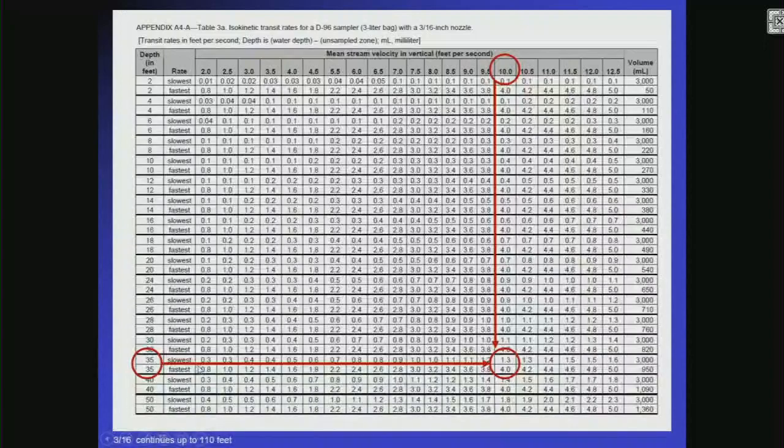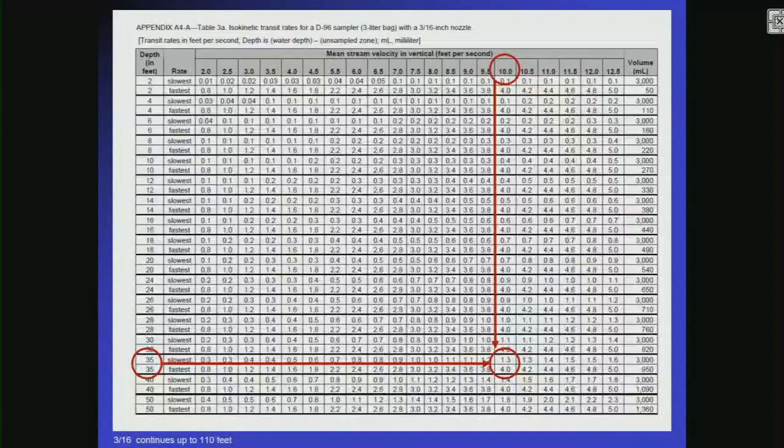Then I'm going to cross over to where that matches the estimated velocity in that section, which was 10 feet per second. So the first number is the slowest transit rate I could go, and the second number is the fastest transit rate. So I could raise and lower that sampler between 1.3 feet per second and 4 feet per second and be within the acceptable limits for that section.